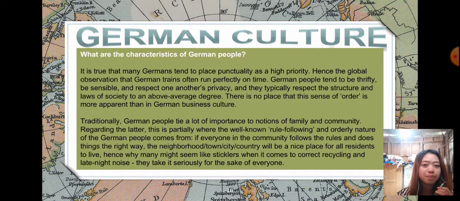Traditionally, German people attach a lot of importance to notions of family and community. Regarding the latter, this is partially where the well-known rule-following and orderly nature of the German people comes from. If everyone in the community follows the rules, the neighborhood, town, city, and country will be a nice place for all residents to live. Hence, many might seem like sticklers when it comes to correct recycling and late-night noise. They take it seriously for the sake of everyone.